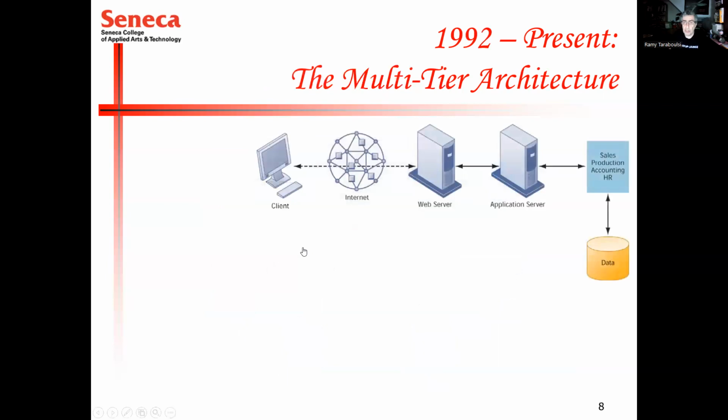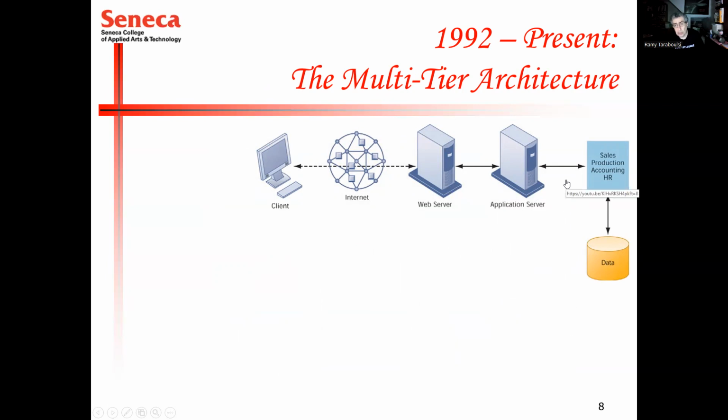The other type of architecture that started in the 90s is the multi-tier architecture. And the multi-tier architecture looks at different areas, different tiers in the infrastructure altogether, from the client until the data. So you can see in here that the data is considered one tier, the application server is another tier, and the web server is a third tier. And you can have multiple tiers in there without any problem.